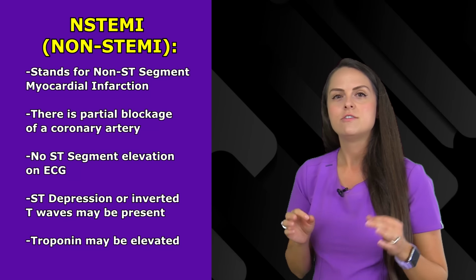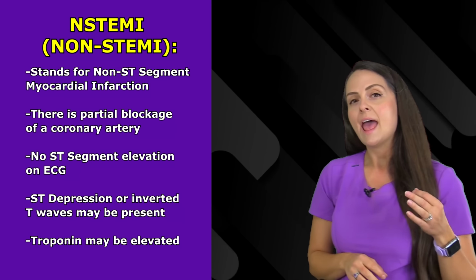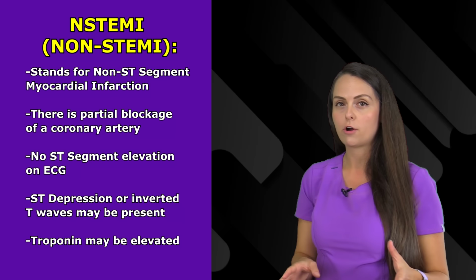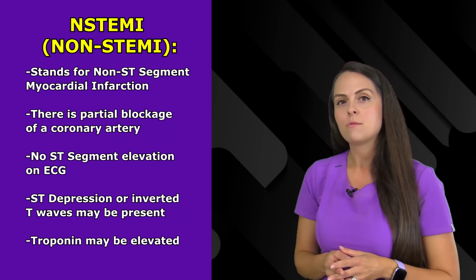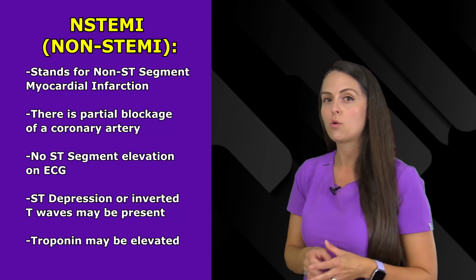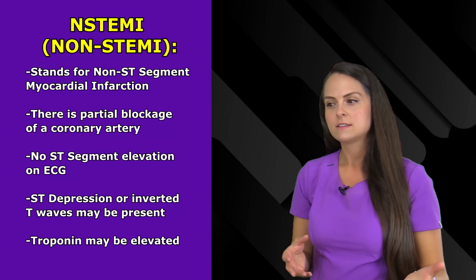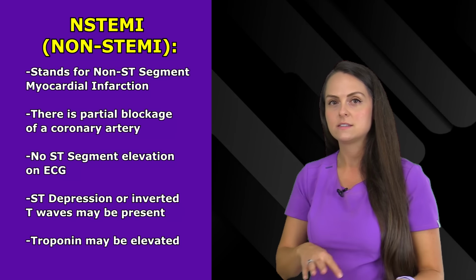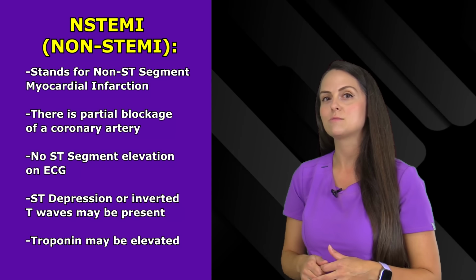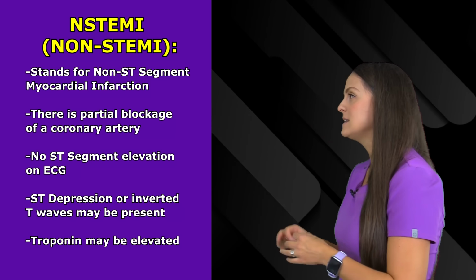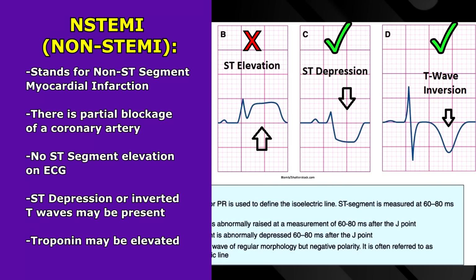So first, let's talk about non-STEMI. This stands for non-ST segment elevation myocardial infarction. And with this type of MI, we have partial blockage of a coronary artery. So whenever you look at the ECG, one of the defining things is that you're not going to see ST segment elevation. Hence, this is why it's called non-ST segment elevation. But on the ECG, you could see ST depression or inverted T waves, telling us we have definitely some ischemia to that heart muscle.